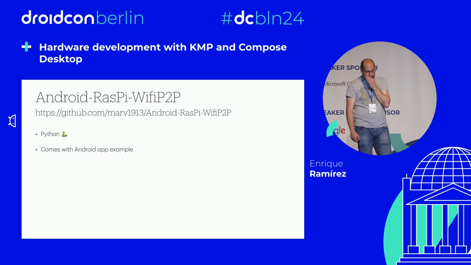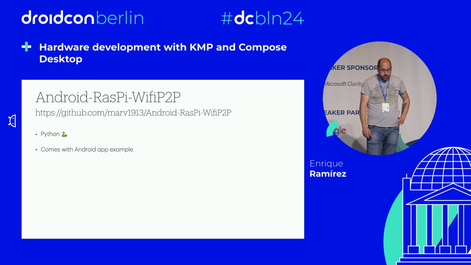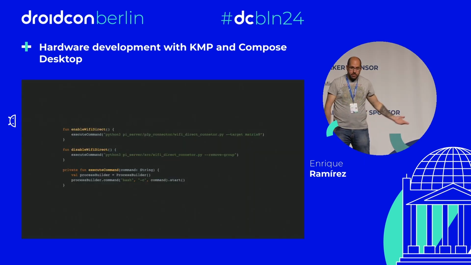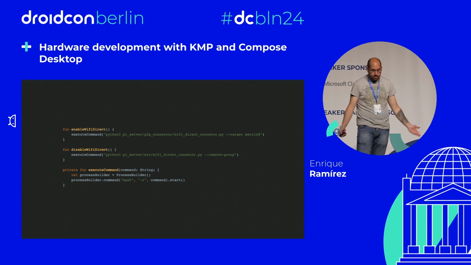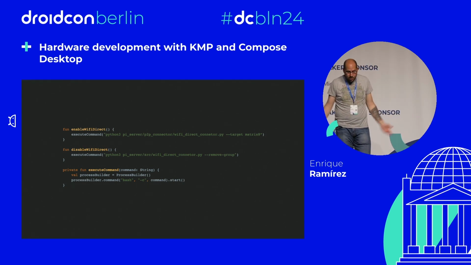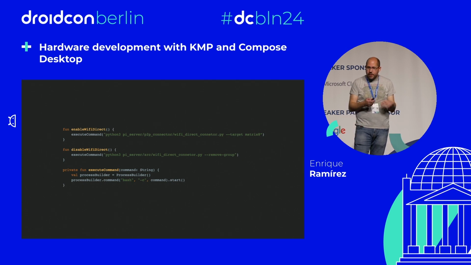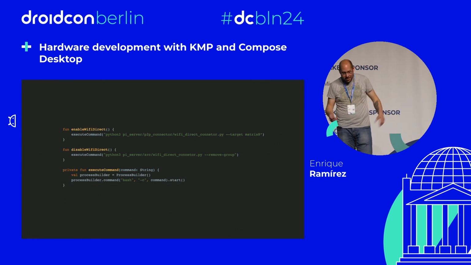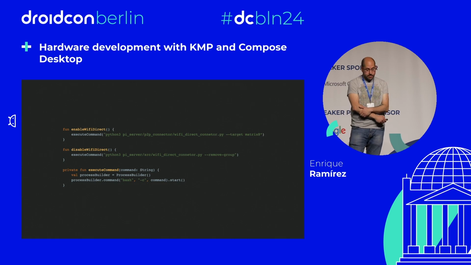But I found this library very interesting. It has a Python script again, but yeah, I'm playing with it. I think I have it configured. It comes with an Android app example, so kudos to this developer. And if you have a Python script, what you can do is, from your app, execute a command from the command line. That's what I'm doing at the moment. If anyone knows a better way of configuring Wi-Fi Direct, configuring interfaces from Java or Kotlin or a beautiful DSL, let me know. But at the moment, that's the way I found to do this.